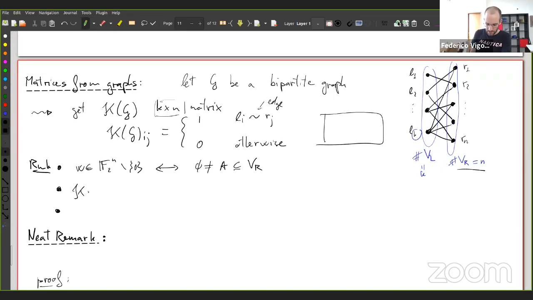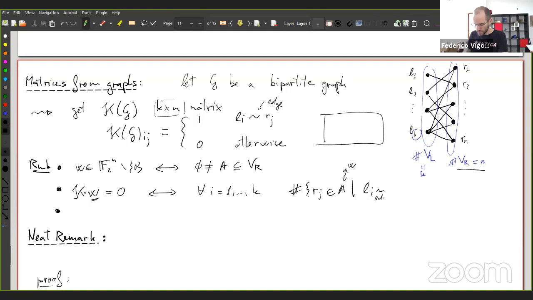And then K times w, the matrix multiplication, is equal to 0 if and only if for every i from 1 to k, the number of vertices on the right, that is the number of R_j that belong to A, where A is the set in correspondence with w, and for which L_i is linked with an edge to R_j, is even.